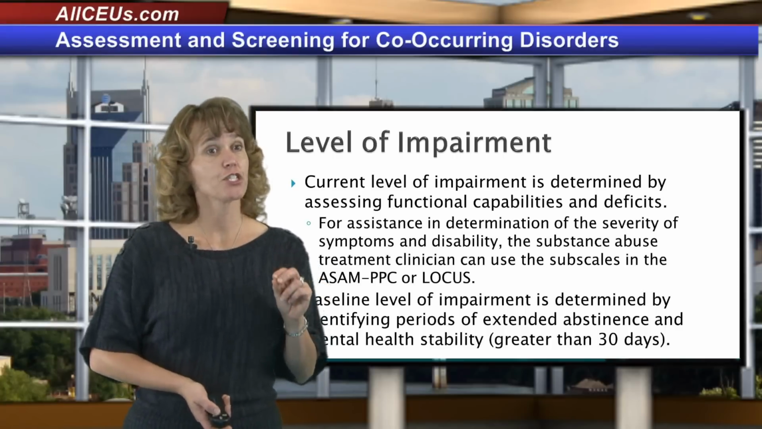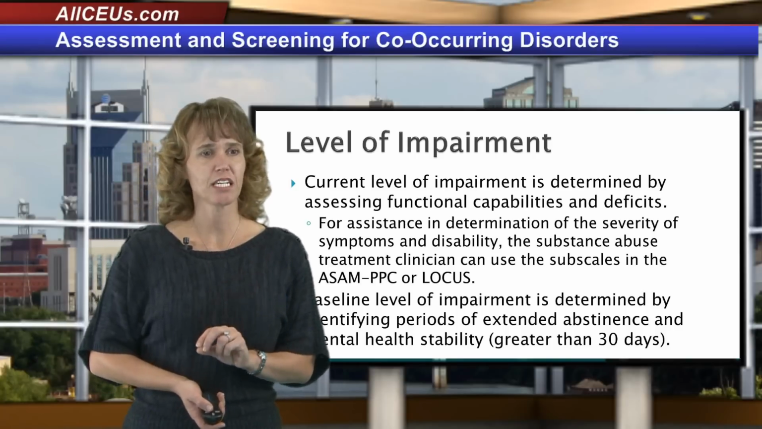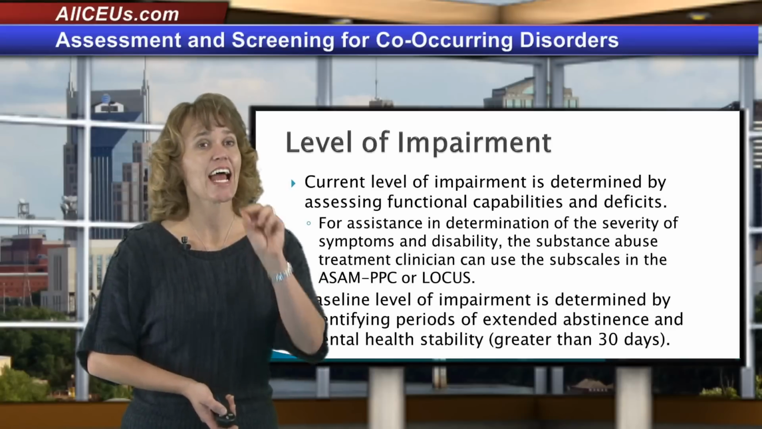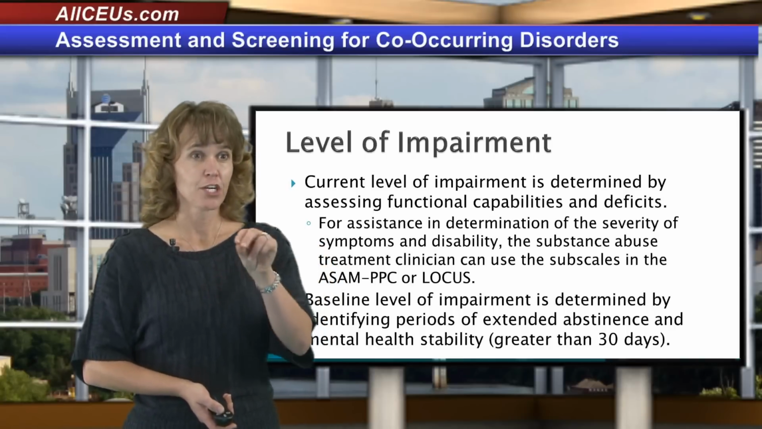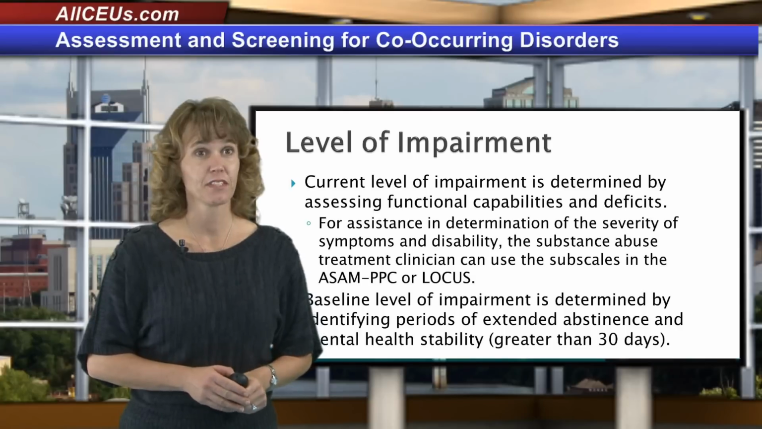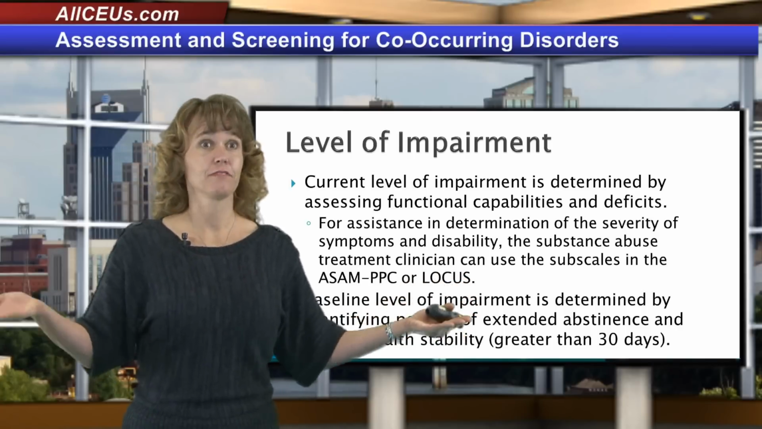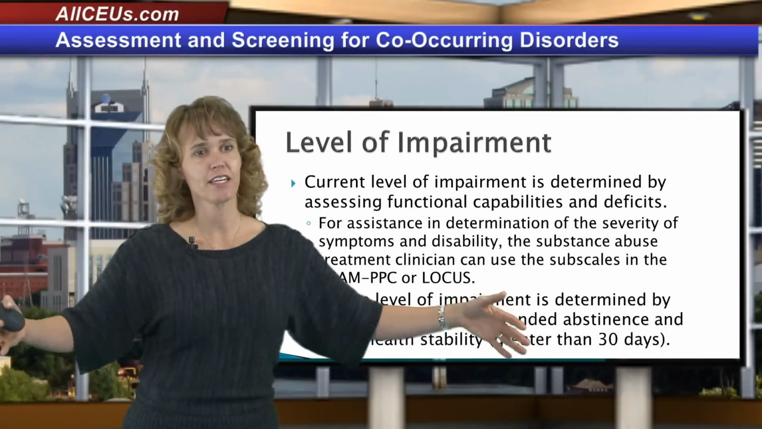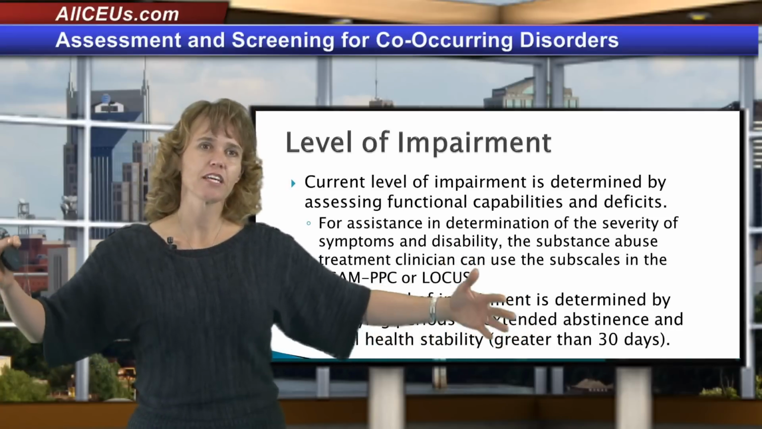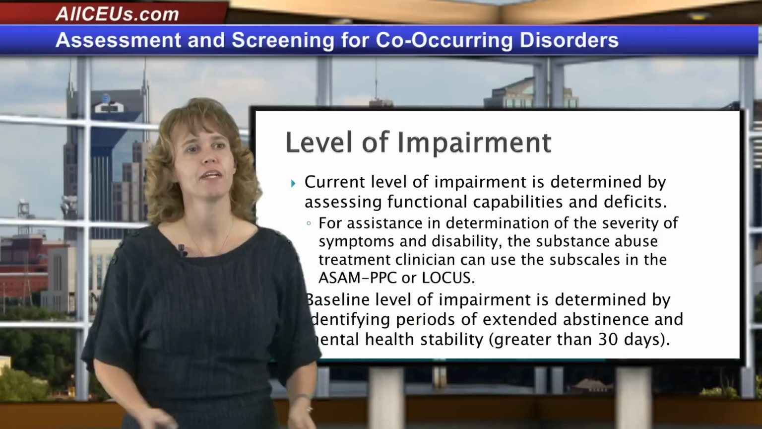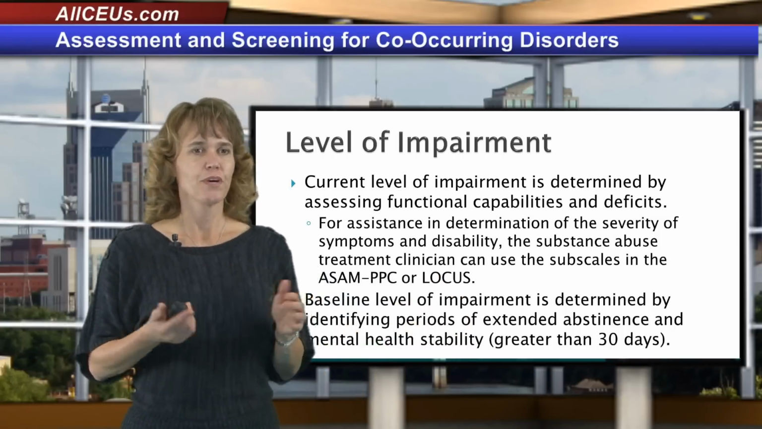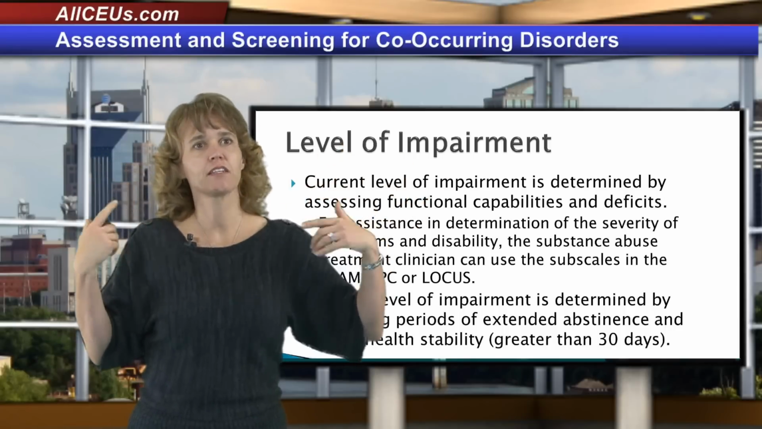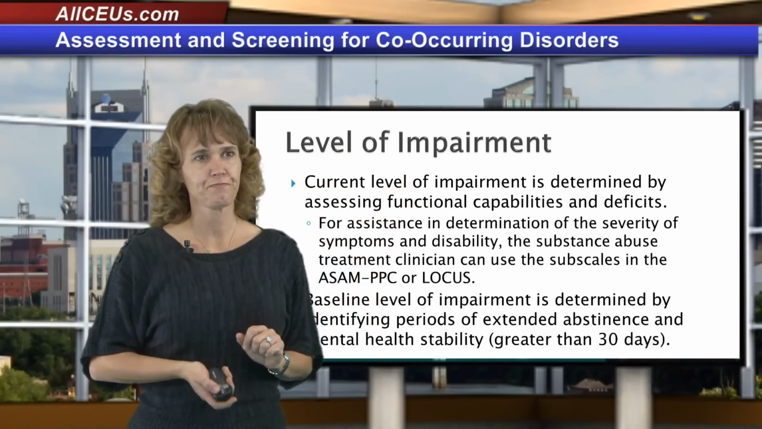Baseline level of impairment is determined by identifying periods of extended abstinence and mental health stability. Extended abstinence and mental health stability greater than 30 days. Some patients don't have a baseline like that. So you say, okay, let's see if we can find a baseline period of extended abstinence, and that'll give us an idea about where that mental health stability is. But it has to be greater than 30 days. We really need the brain to have started clearing from the fog from the use of the drugs.